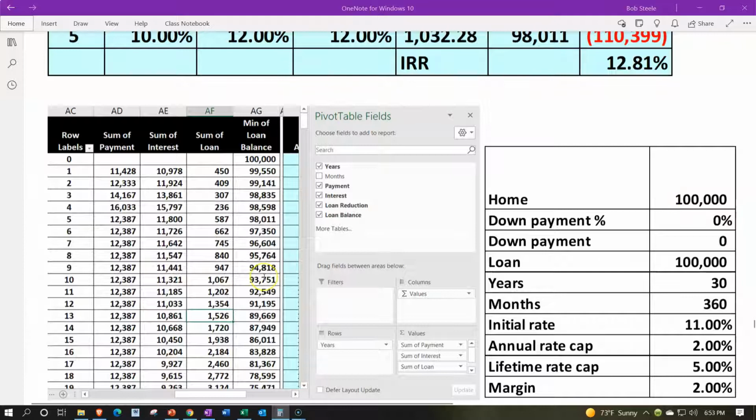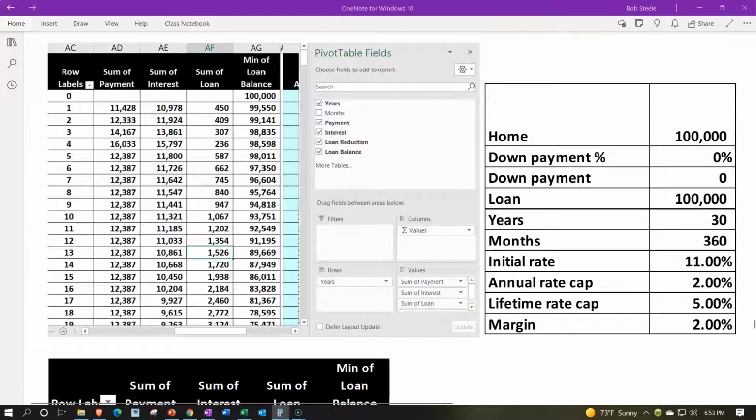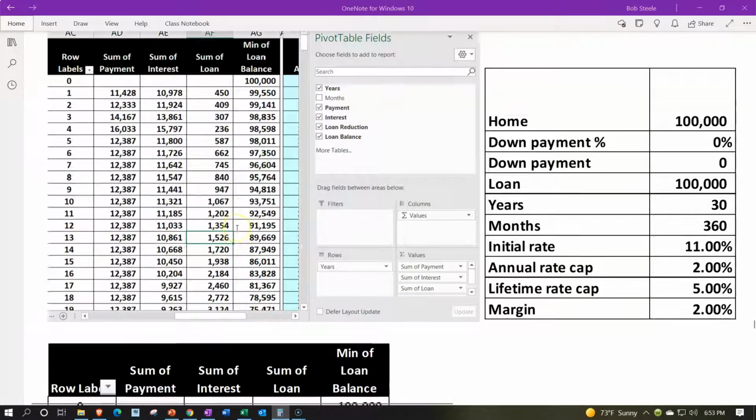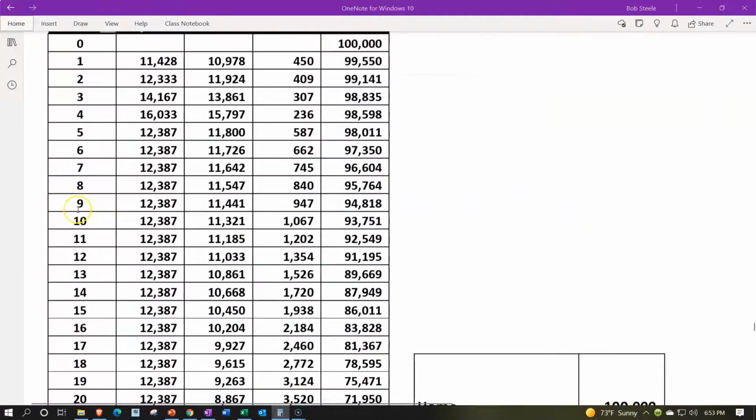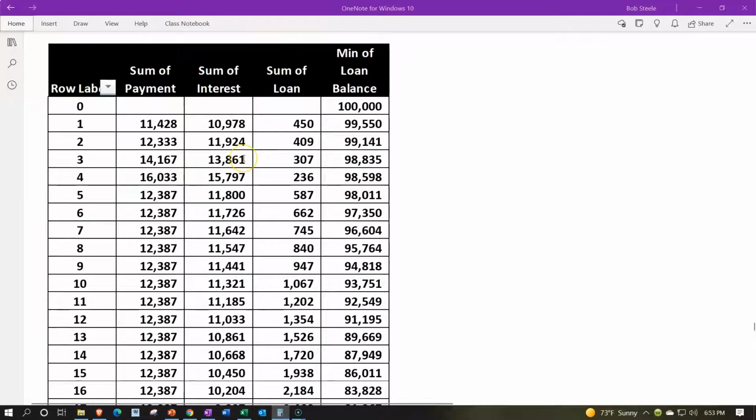Then we could populate a pivot table, which we'll do in Excel as well. Just going on to our amortization table, adding the pivot table. I won't go into a lot of detail with it, but you can do that fairly quickly and get your year-by-year breakout. Notice the table we constructed has a lot of this information on it, but it doesn't have really the interest on it.